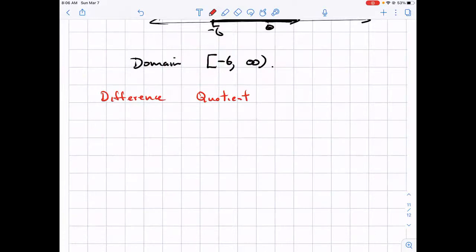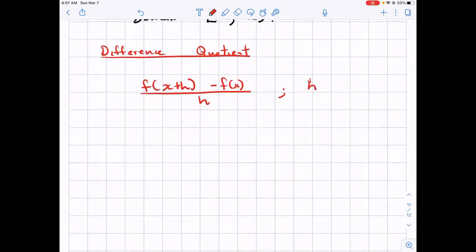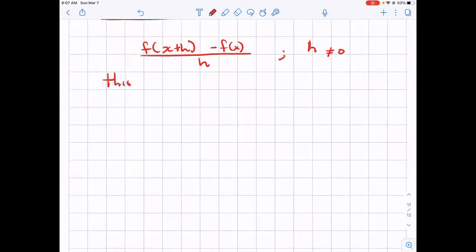And this is one of the basic definitions in calculus. We use this ratio a lot. The difference quotient is f of x plus h minus f of x, everything over h. Notice that since we have a fraction with h, h cannot be equal to 0. This ratio here is what we call the difference quotient.